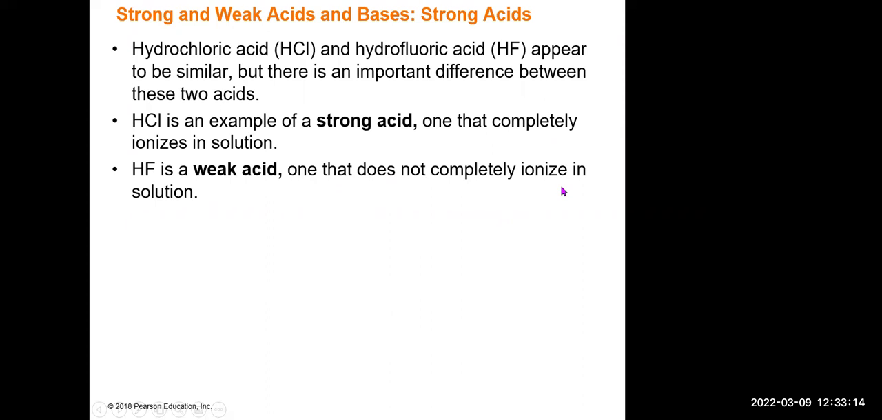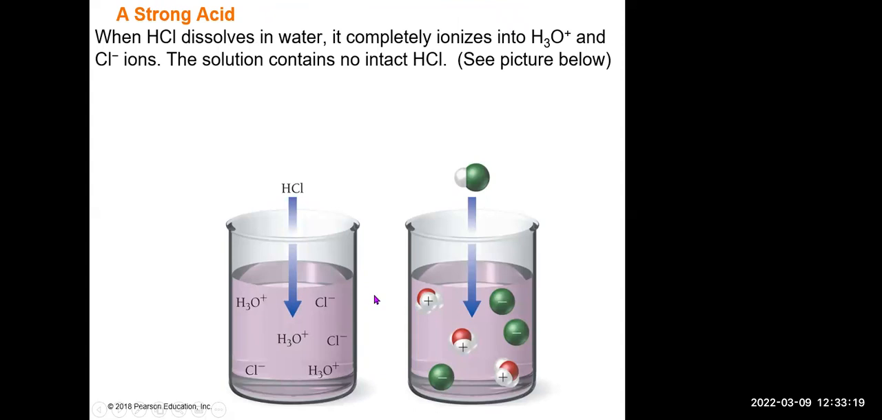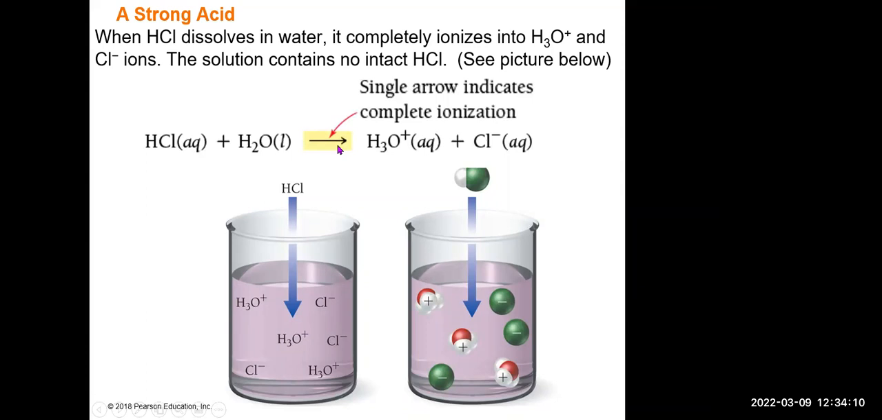And this picture will tell the complete or incomplete. So the left one is HCl. When HCl dissolves in water, it completely ionizes into H3O+ and Cl- ions. So therefore we don't see any HCl remaining after it dissolved. And here is the picture. So we can see this is the HCl, the green one is Cl, the white one is H. So after we put this in water, we don't see the white and the green together anymore. They all separated. So ideally, that's the truth. So therefore, we use one arrow to indicate the complete ionization, just one arrow pointing from left to right.